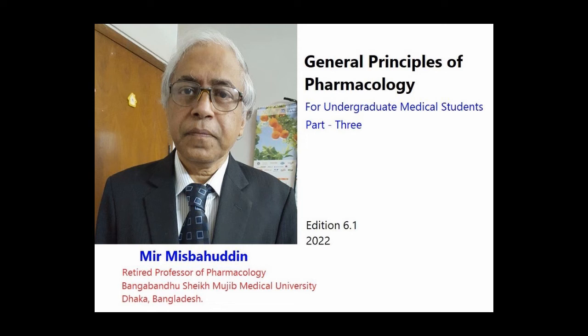Erythromycin base has a bitter taste. This bitter taste can be overcome by using erythromycin ethyl succinate.